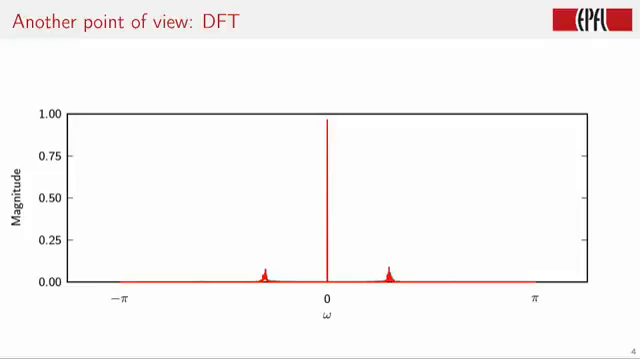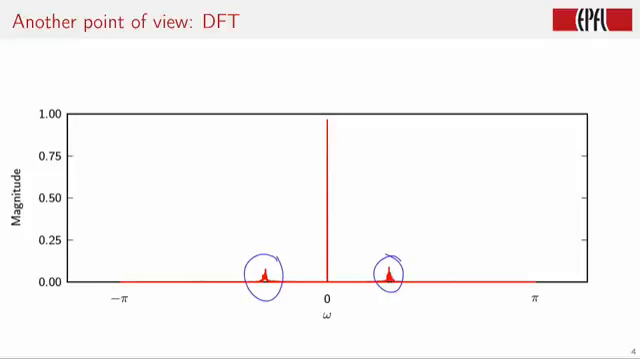There is a large component at omega equal to 0, the origin, which corresponds to the constant component of the signal. This is the so-called DC component in electronics. We also observe 2 smaller peaks which correspond to the frequency of the transmitted beeps.